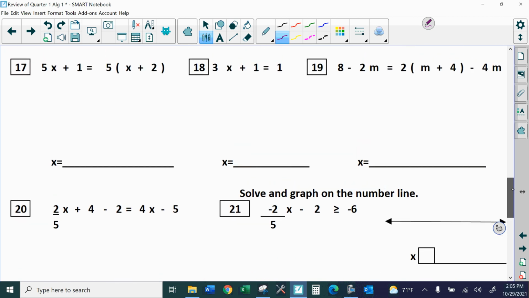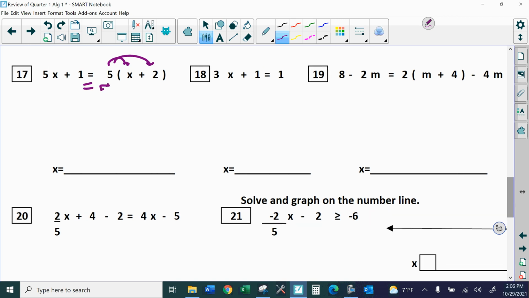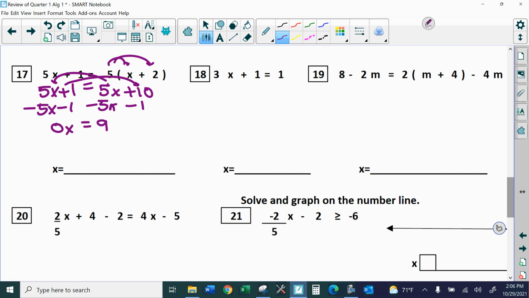Okay, 17. Distribute 5x plus 10. Excuse me, 5x plus 1. When I subtract the 5x across to the left, because they're the same number, and the constant goes across, I get 0x equals 9. Does 0 times any number equal 9? No, so no solution.